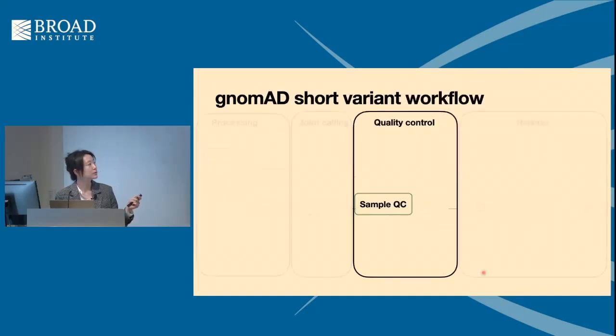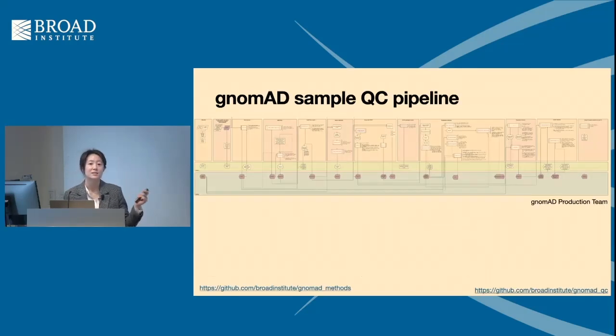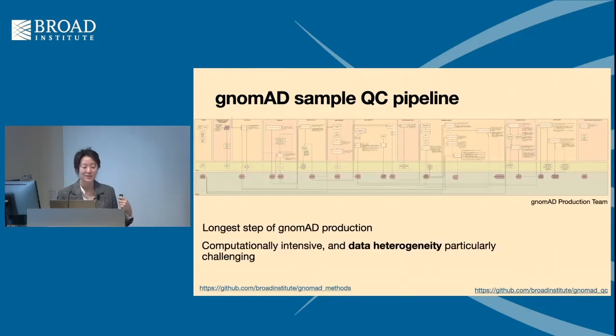Starting with sample QC, this is a pipeline of all of the steps in sample QC. This is not actually designed to be readable. It's just to give you a sense of all of the things that go into this step. This is the longest step of production. It is computationally very intensive, and the data heterogeneity is particularly challenging here.